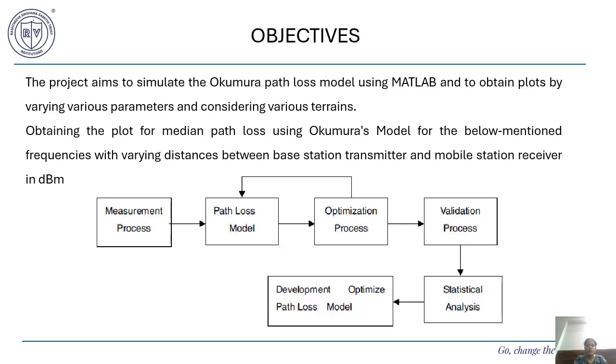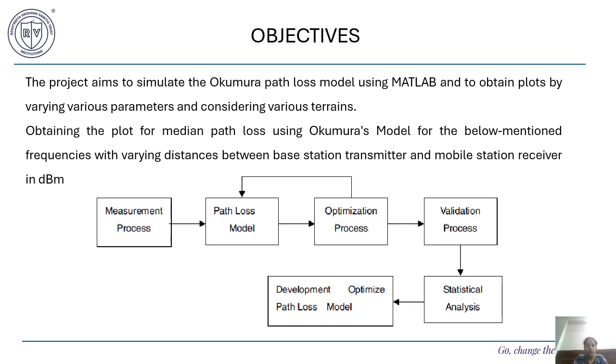So the objective of this project is to simulate the Okumura model using MATLAB and to provide useful graphs to draw conclusions from using MINITAB. We aim to analyze how different parameters such as distance, frequency, and terrain affect the path loss. Our goal is to generate meaningful plots that help us understand median path loss behavior.